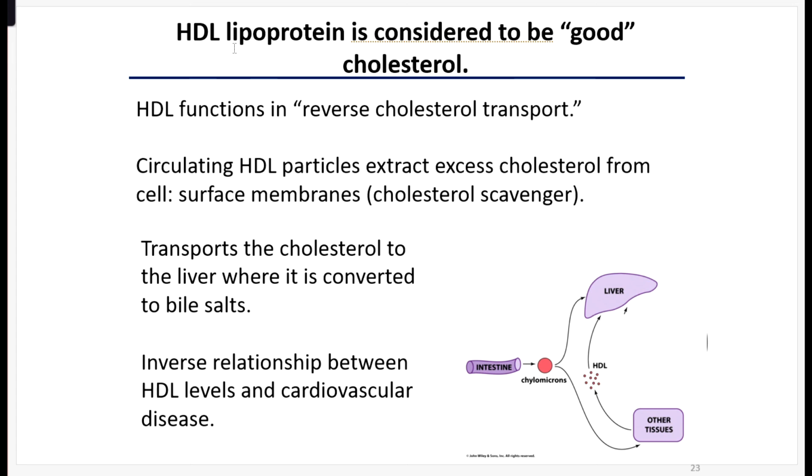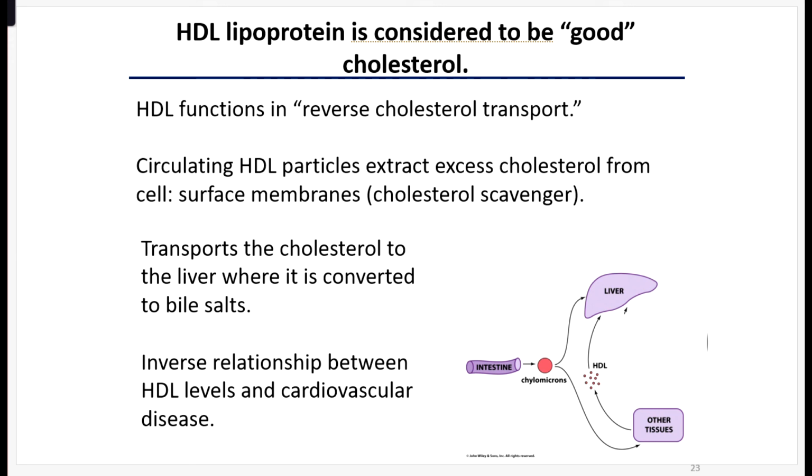Your HDL lipoproteins, or your good cholesterol, help to extract excess cholesterol from the cells. So it scavenges for cholesterol and brings it back to the liver, and it's very good at binding to the liver. It also helps to donate apolipoproteins to other circulating lipoproteins to help them bind to either tissues or the liver very well. So it helps to scavenge not just cholesterol, but also helps other lipoproteins bind to tissues and get out of the bloodstream.